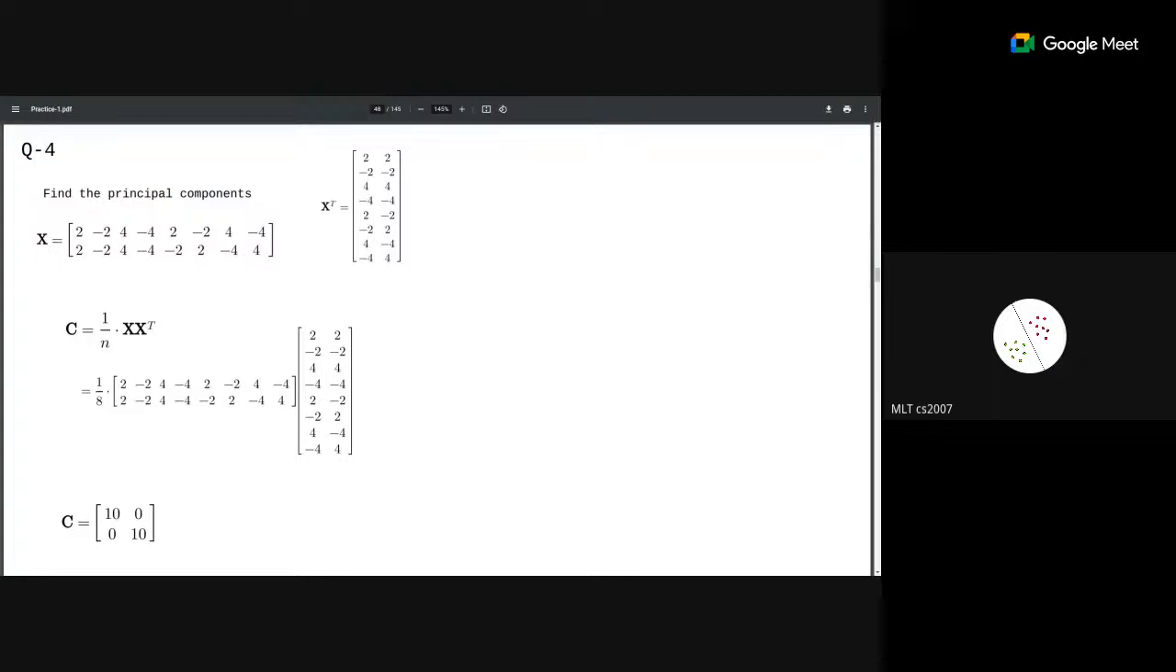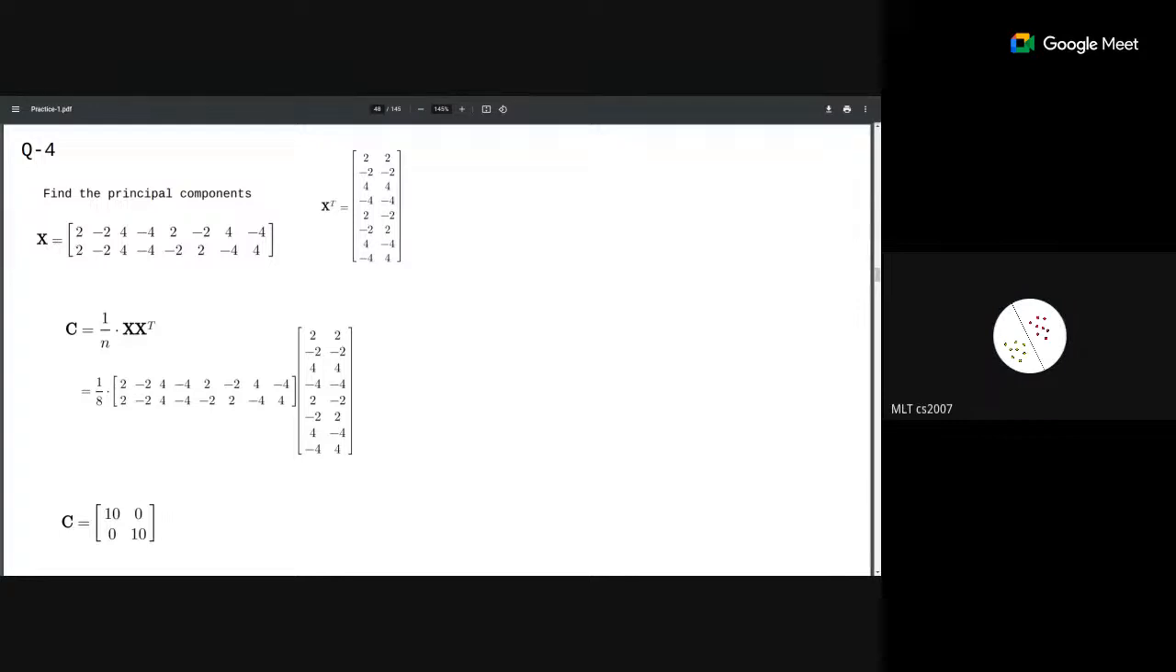One answer I got earlier was (1, 1) and (-1, 1). Is that correct? We have to normalize it. This is a diagonal matrix, right? The eigenvalues are the diagonal entries, so 10 are the eigenvalues. What are the eigenvectors? (1, 0) and (0, 1).